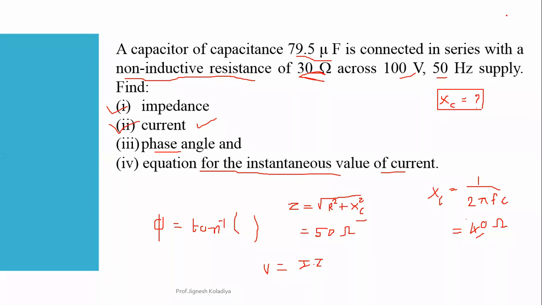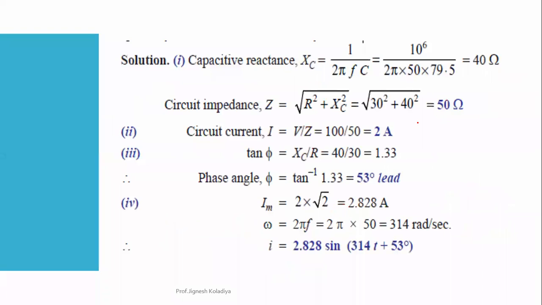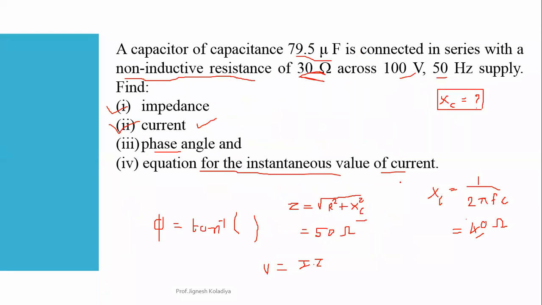What about others? Okay. Here I am getting that tan phi is equal to XC by R and phi is equal to tan inverse XC upon R. So it is 53-degree lead. Okay. Now the answer that you are getting is minus 53.